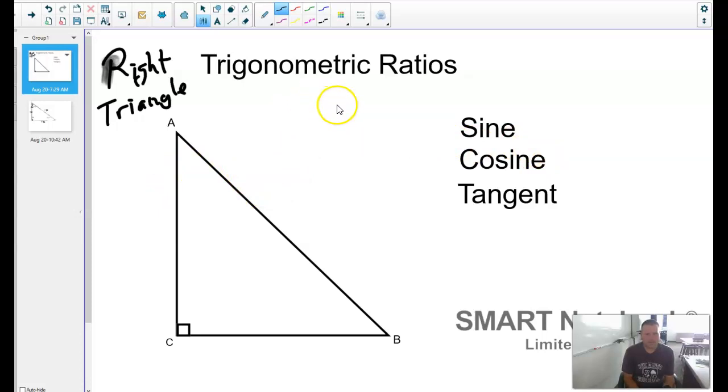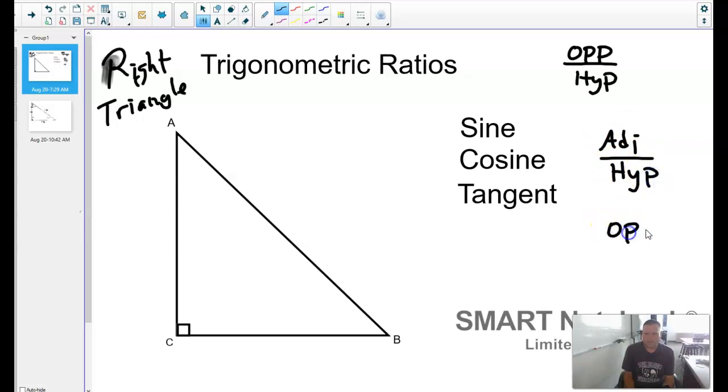We're going to look at the opposite side divided by the hypotenuse. That would be taking the distance of the opposite side and dividing it by the hypotenuse. We're going to take the adjacent side and divide it by the hypotenuse. And then we're also going to take the opposite and divide it by the adjacent. Those are the 3 ratios we're going to really focus on. We're going to group these and actually give them names.